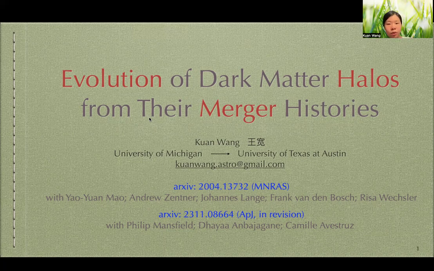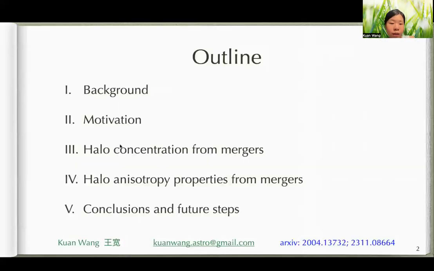Today I'm going to talk about the role of mergers in the evolution of dark matter halos. This talk is based on 2 of my papers, and you're welcome to check them out. Here's the outline of this presentation. I will first give some background and the motivation for this work, and I'll explain how halo concentration evolves during and after mergers. I will then move on to halo anisotropy properties, which is the main part of this talk. I will close with conclusions and lay out future steps.